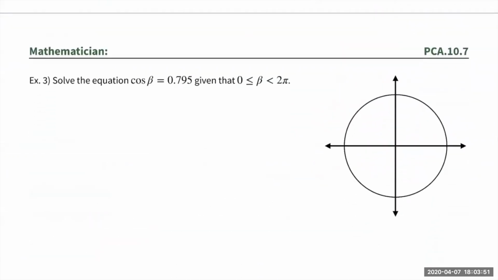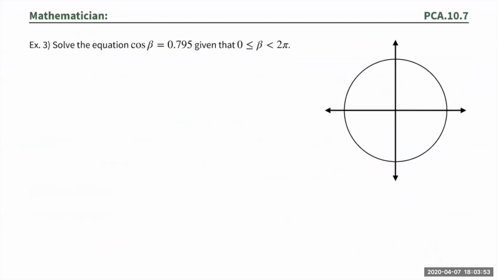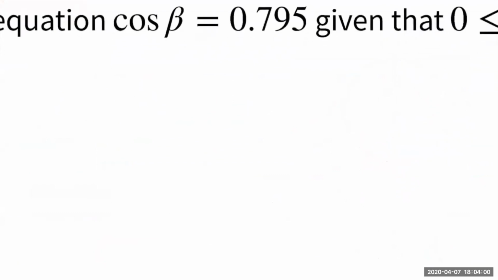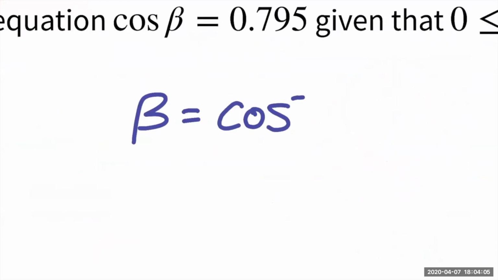All right, I feel like you're getting the hang of it, but we'll do 2 more here, and this time we're going to pick up on cosine. Cosine of beta is equal to 0.795. That's going to tell us that we can find beta by doing the inverse cosine of 0.795.